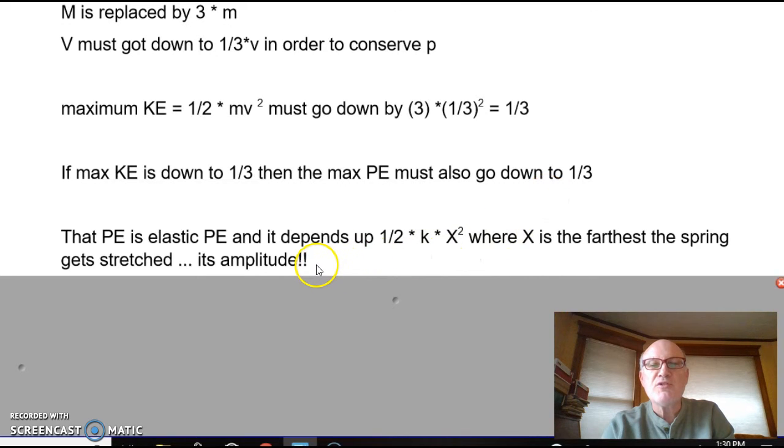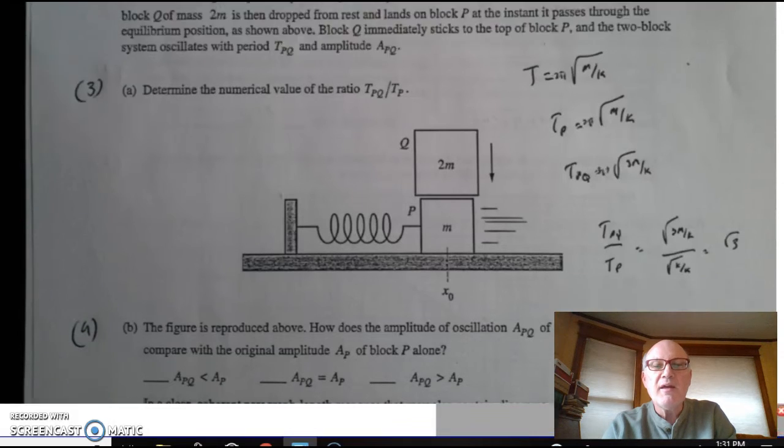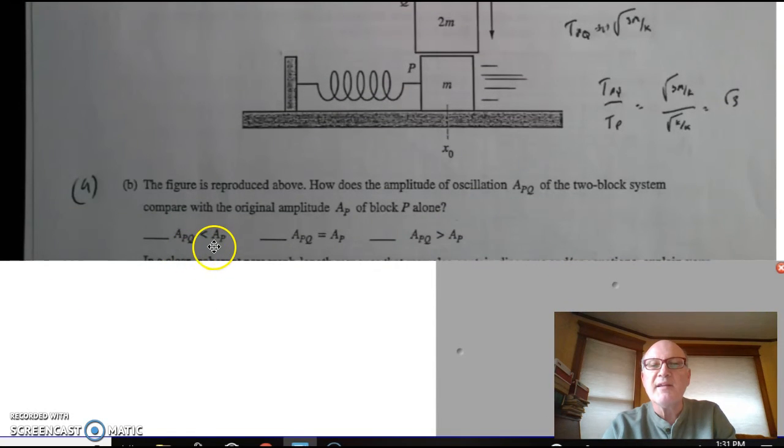That means that the amplitude now must be somewhat less than the amplitude it was originally, and I would say it would be 1 over the square root of 3 times smaller. So if we go back to the question, what happens to AP? Is APQ less than AP, equal to AP, or greater than AP? And I would say it will wind up being less than AP by a factor of radical 3.